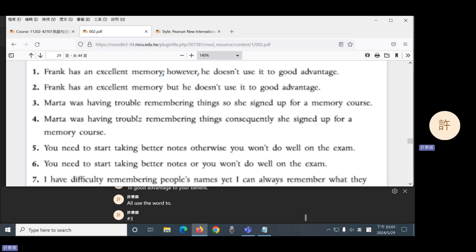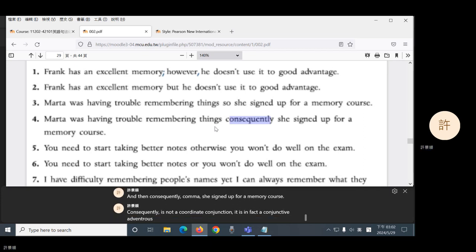Number 3: "Marta was having trouble remembering things, so she signed up for a memory course." Number 4: "Marta was having trouble remembering things; and then consequently, she signed up for a memory course." Consequently is not a coordinate conjunction. It is in fact a conjunctive adverb, so the punctuation is different.